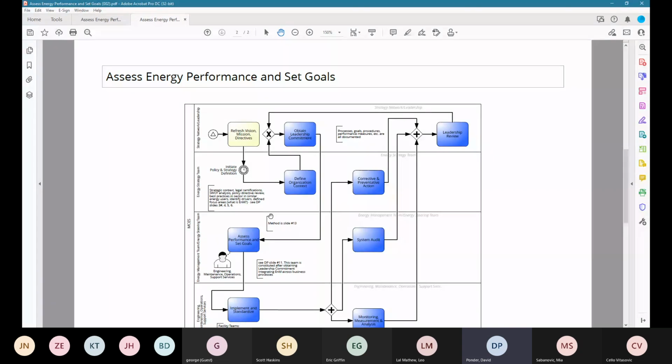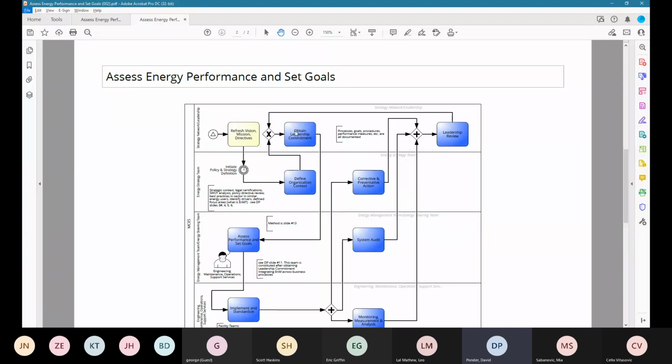And we would have some sort of element of leadership review to reinitiate this process of assessing our organizational commitment. Maybe the organization decides that this is no longer that important, right? Who knows? Or maybe the organization decides we need to do something entirely different, right? We have a heavy emphasis on energy efficiency and our current vision of energy management.